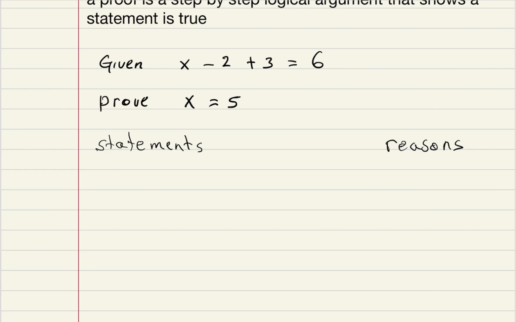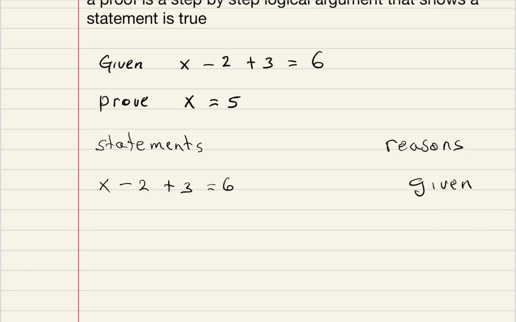So we always start in a two-column proof, we always start with the given information. So the given is that x minus 2 plus 3 is equal to 6, and we write on the right side that this is the given information. So this is the first step in our proof.